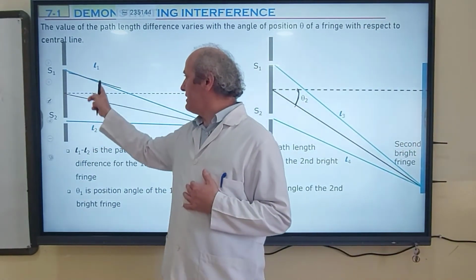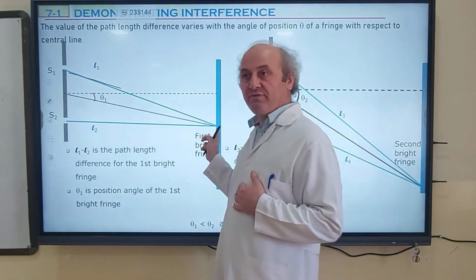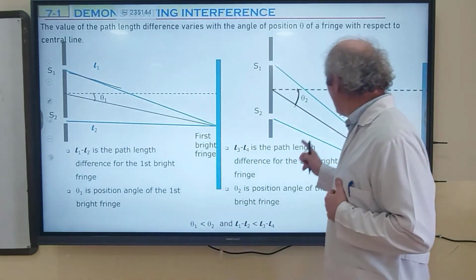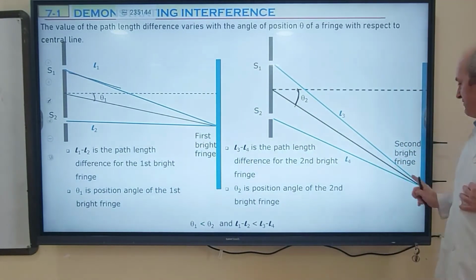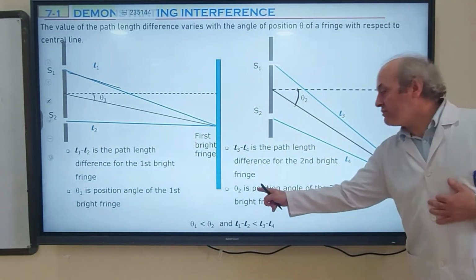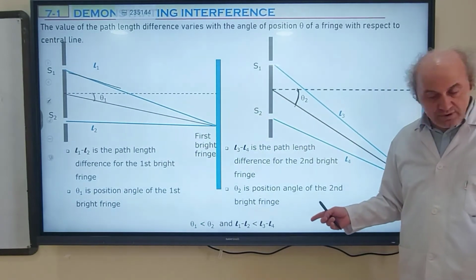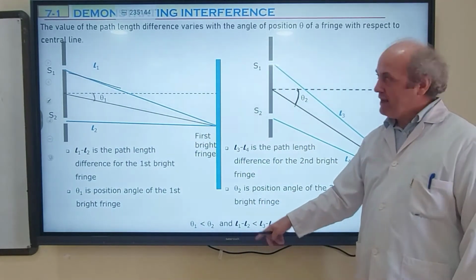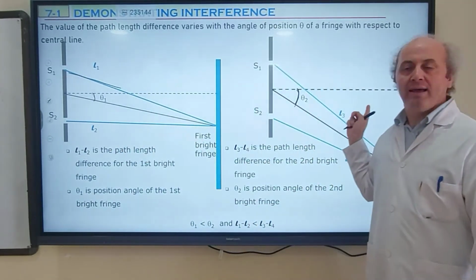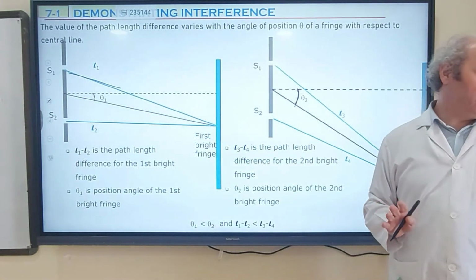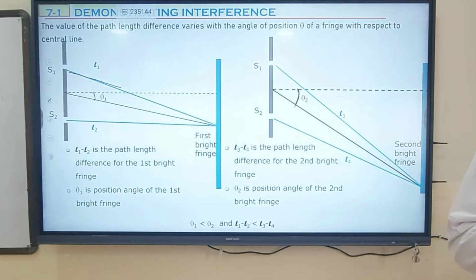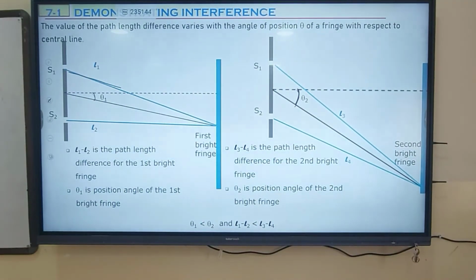L1 minus L2 is the path length difference for the first bright fringe. Theta 1 is the position angle for the first bright fringe. L3 minus L4 is the path length difference for the second bright fringe. Theta 2 is the position angle of the second bright fringe. Because theta 1 is less than theta 2, L1 minus L2 is less than L3 minus L4. So we will say that as the position angle increases, the path length difference also increases. The path length difference depends on the position angle. Okay.